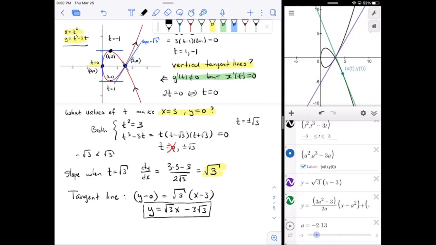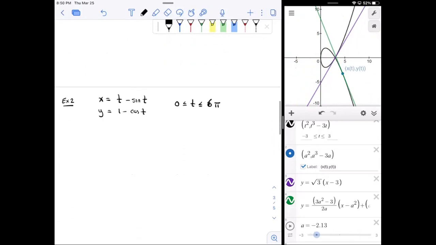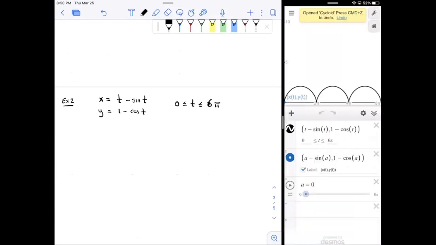Okay, so this video is getting a little long. Let's do a couple of just sort of mechanical examples. I've got a second example here. If you watched my video on the cycloid, you recognize these parametric equations. These are the parametric equations of the cycloid, or the path that a point follows if it is on a wheel that's rolling without slipping. So I've got a little animation of what this curve looks like over there, and we can see its direction.